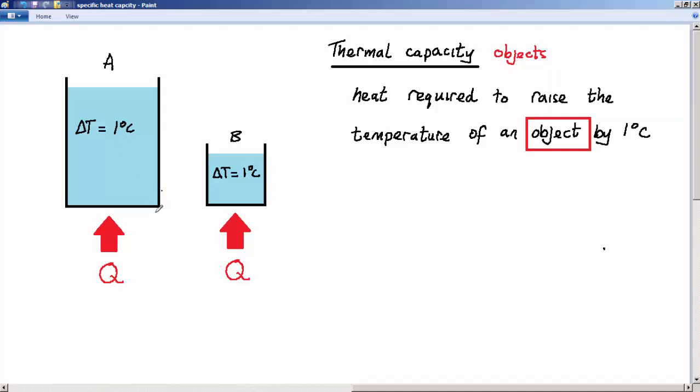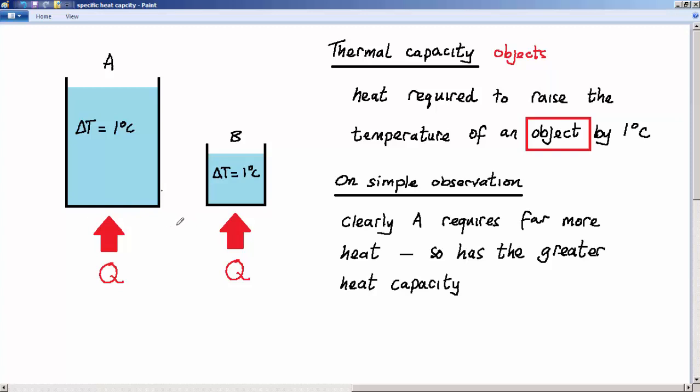Or you could look at it like this. It's the amount of heat that an object can store for every 1 degree Celsius or 1 degree Kelvin increase in temperature. Now, just looking at this diagram again, we've got two containers of water. One is clearly a lot larger than the other, and just on observation you can clearly see that in order to raise the temperature of object A, of beaker A, by 1 degree Celsius, that will require far more heat. So we can say that object A has a much greater thermal capacity than object B.